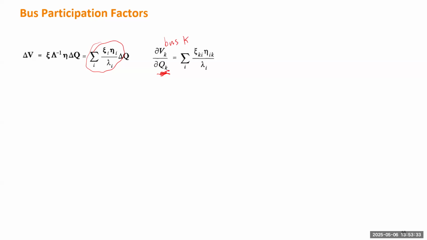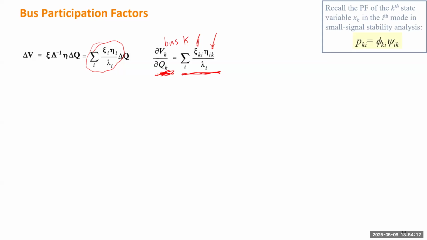So we'll pick one element, one partial differential. That one can be calculated based on this expression. We pick the kth element from the right eigenvector, and we also pick the kth element from the left eigenvector. So we calculate the product of psi_ki and eta_ik divided by the eigenvalue. That will tell you how the voltage will change with Q at bus K.